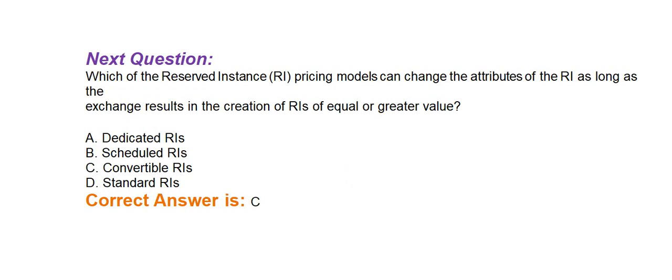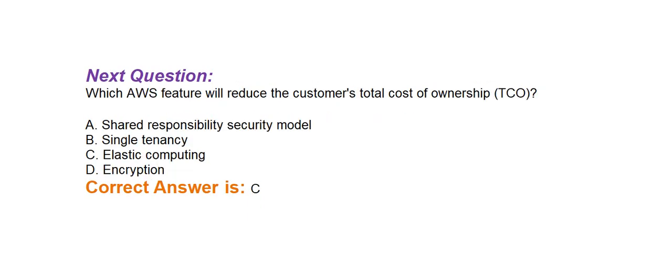Next question. Which of the reserved instance RI pricing models can change the attributes of the RI as long as the exchange results in the creation of RIs of equal or greater value? Option A. Dedicated RIs. Option B. Scheduled RIs. Option C. Convertible RIs. Option D. Standard RIs. Correct answer is option C. Convertible RIs.